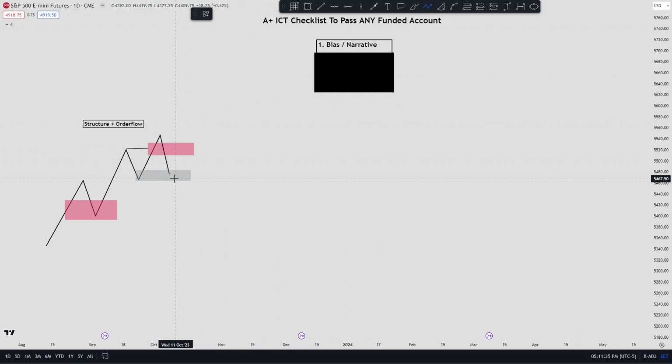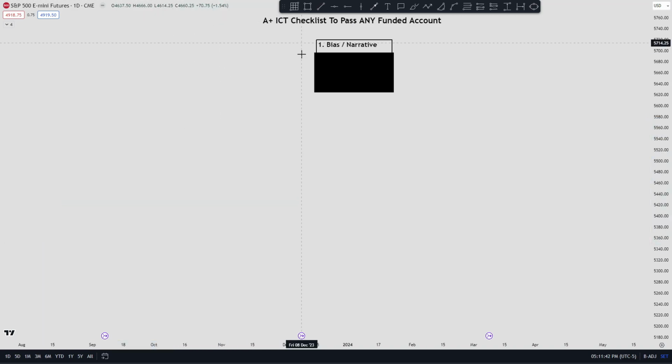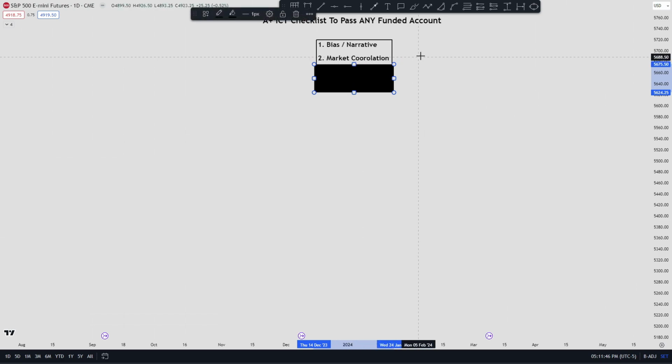Now I'm anticipating that pullback there to then see a continuation higher. That's bias. That's the easiest way I can explain bias. Don't overcomplicate, guys. Next, market correlation.